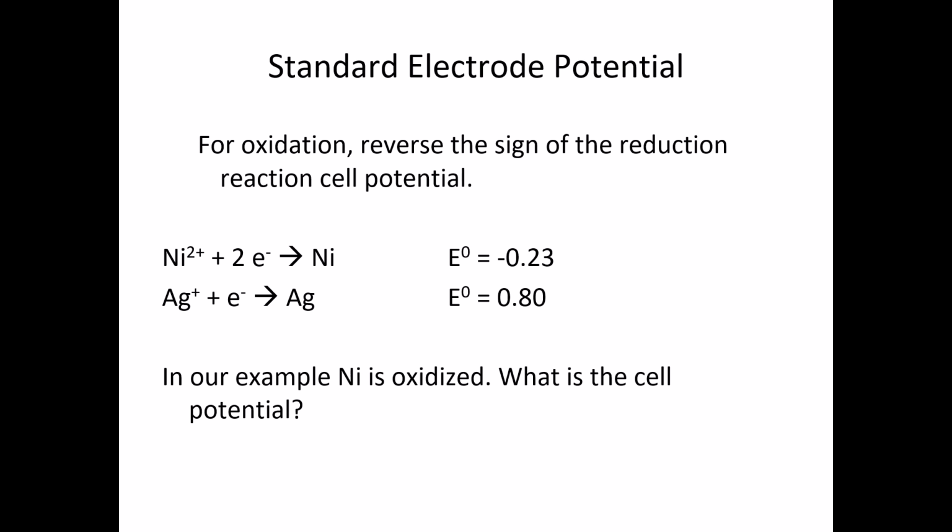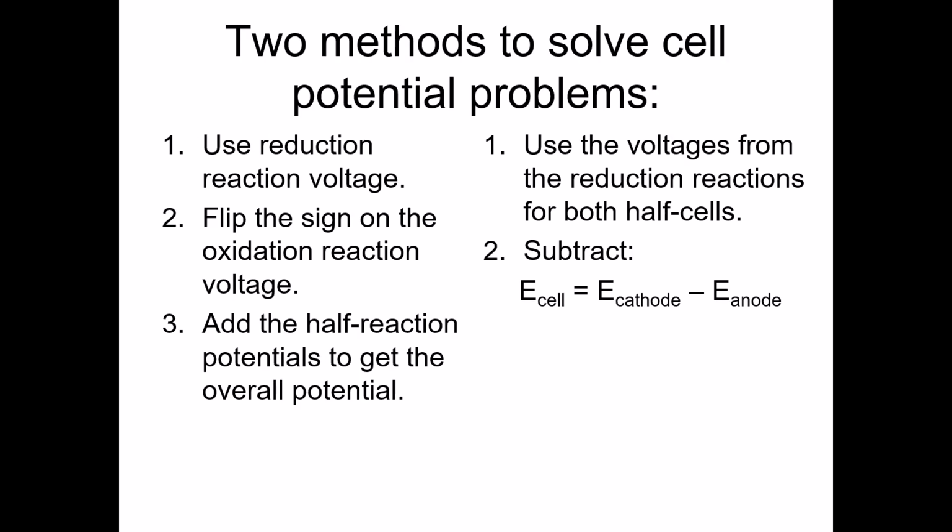So what is our cell potential when we do that? There are two ways to solve for cell potential. I'm going to describe both ways. You need to figure out which way makes the most sense to you and stick with it. Okay, don't try to do them both. Don't try to put them together because it gets very confusing. Just pick one method and go with that.